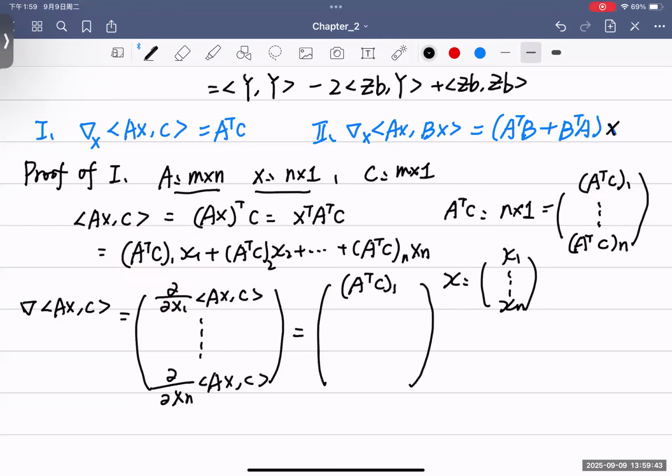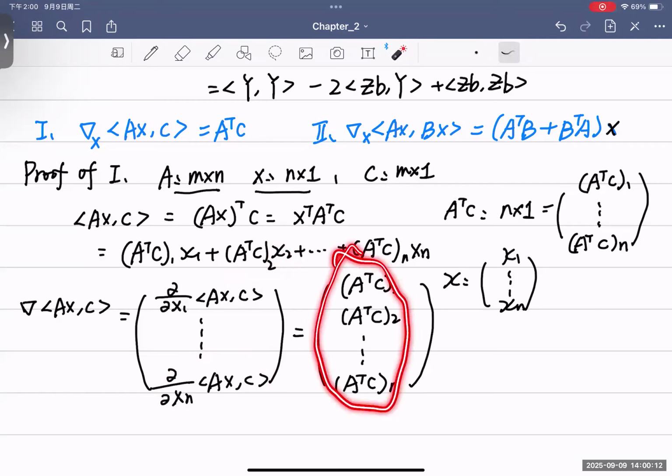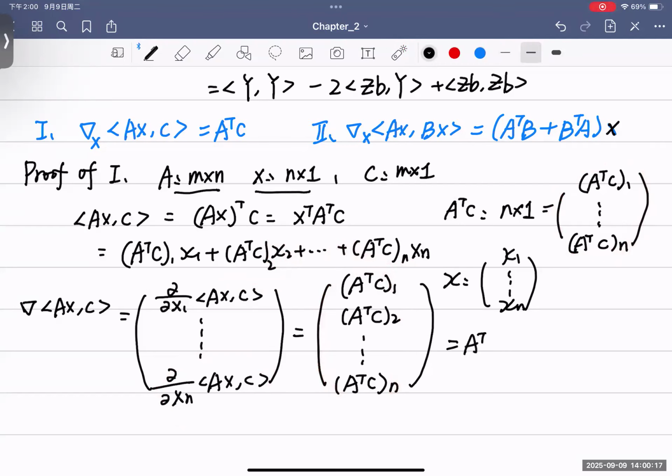Also, when we take the partial derivative for x2, the only thing left is the second part of A transpose C. And so on and so forth, until the last one is the nth element of A transpose C. You probably know what our solution is. This term has no difference compared with this term, so it's A transpose of C.